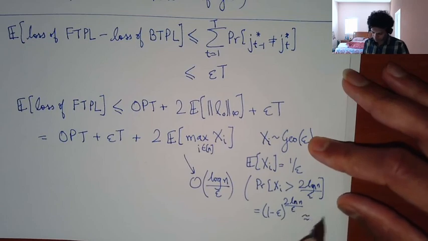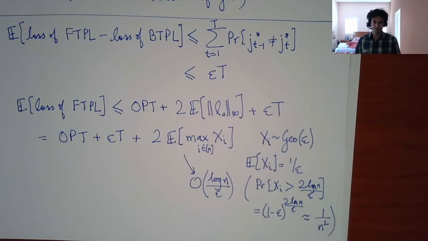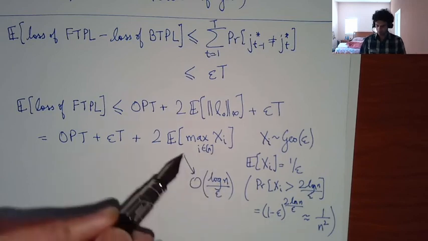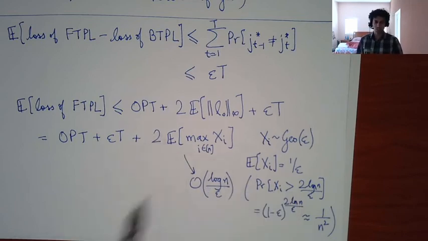And essentially this is like 1 over n squared. So now by union bound, you know that it's highly unlikely that any of the n random variables are going to be more than 2 log n over epsilon. You crank the math out, you can also get the expectation bound.